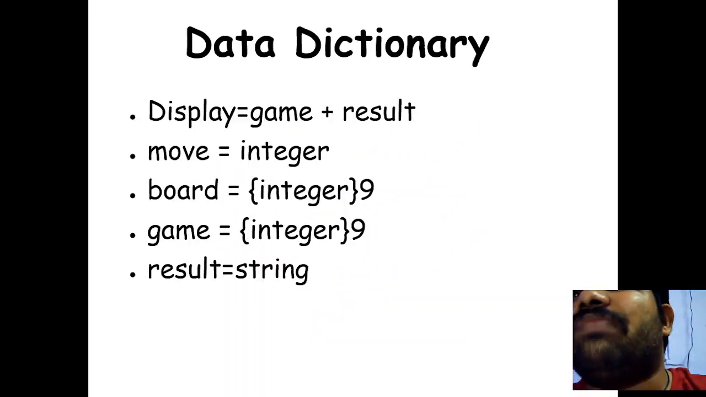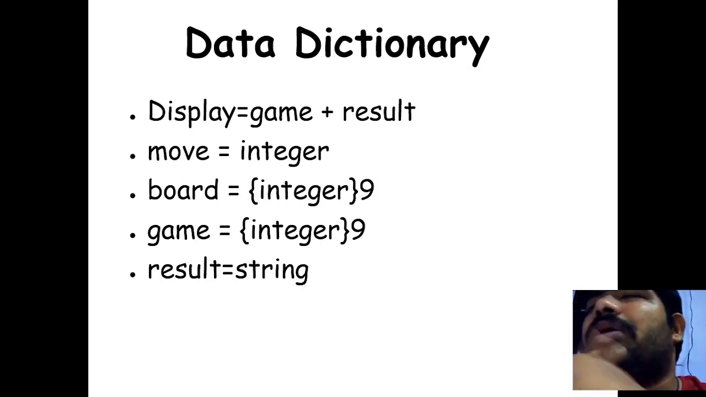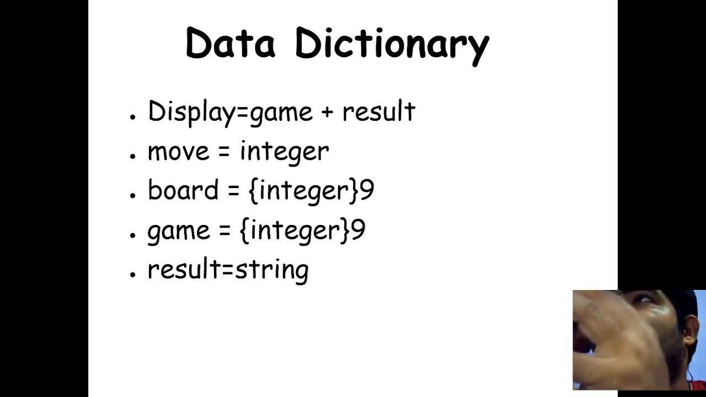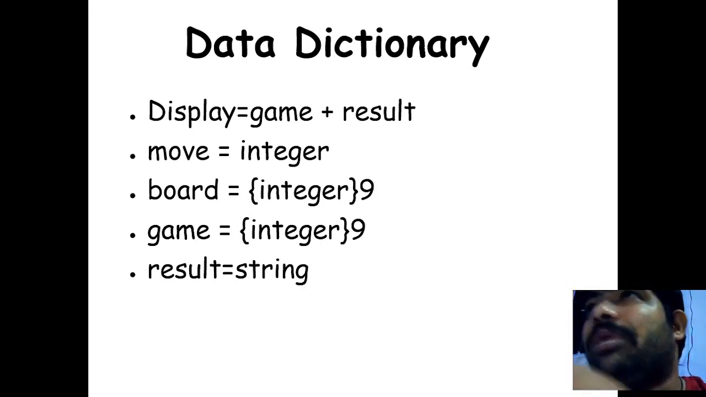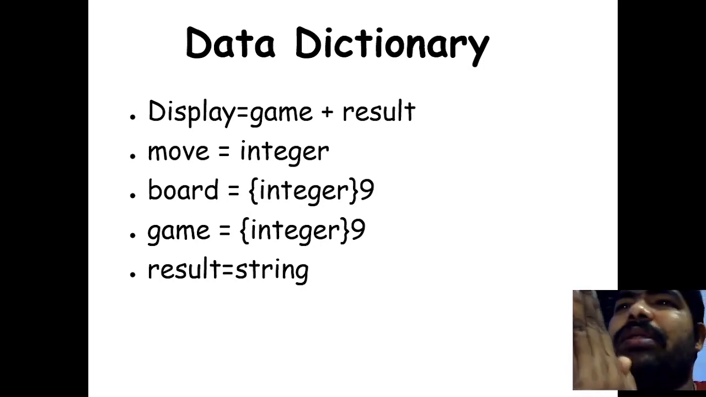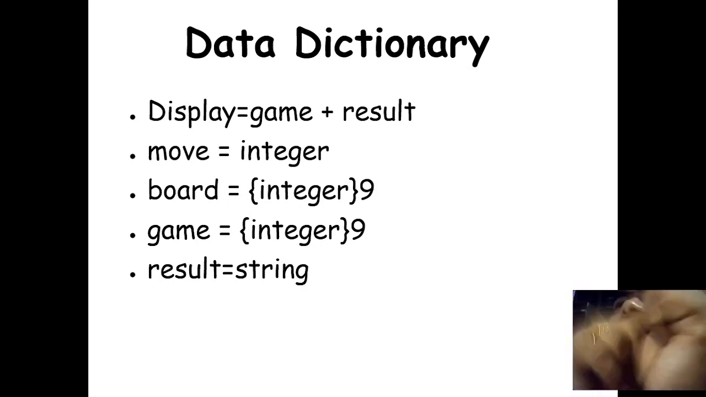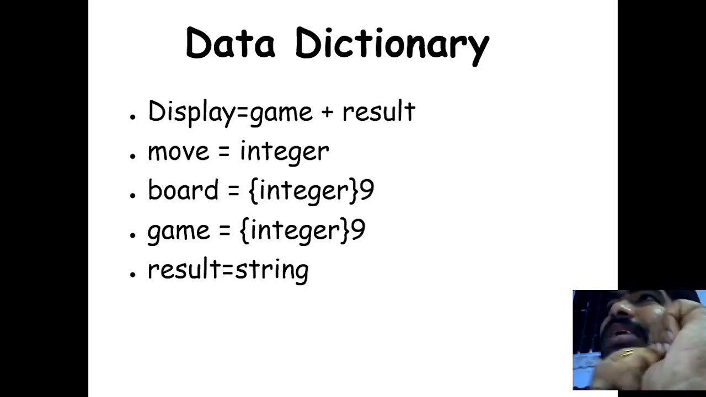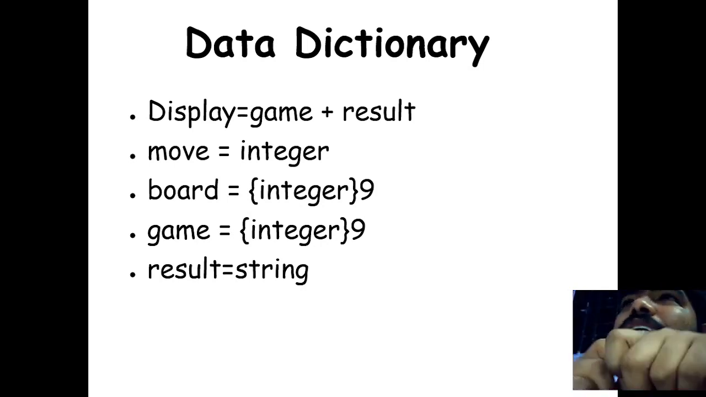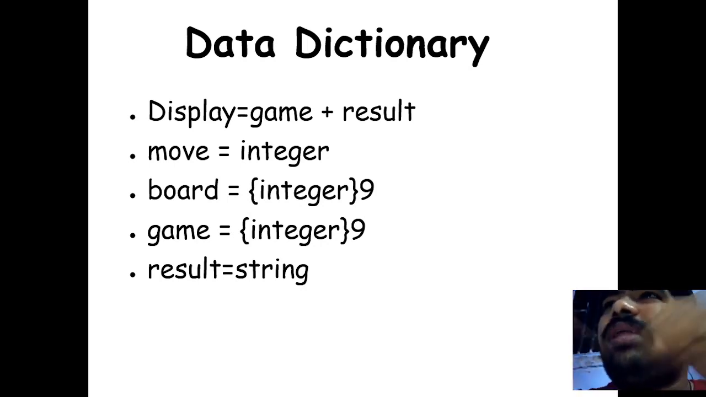From this level 1 DFD, what data dictionaries are we maintaining here? One is the display data dictionary, which stores the game and the result of the game. What is the game? The tic-tac-toe game, plus a result. Then move is one data store which is used to take the integer. Next, board is one data store where we have 9 integers: 3 rows 3 columns, so 9 integers.